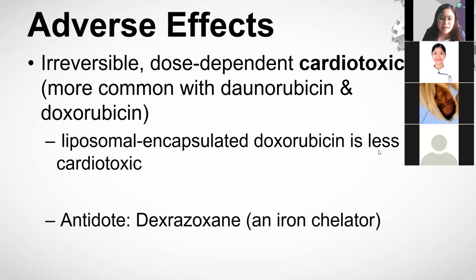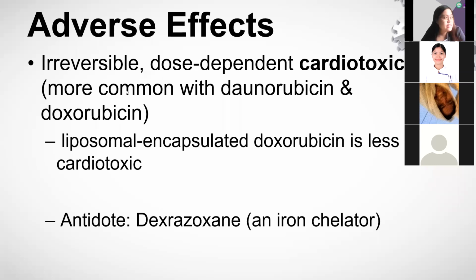Okay? Let us continue. Again, the cardiotoxicity is common to daunorubicin and doxorubicin. Though, if we change the dosage form of the doxorubicin and encapsulate it, we will have liposomal encapsulated doxorubicin. It will become less cardiotoxic. Now, what is the antidote so that it will not be very harmful to the heart?